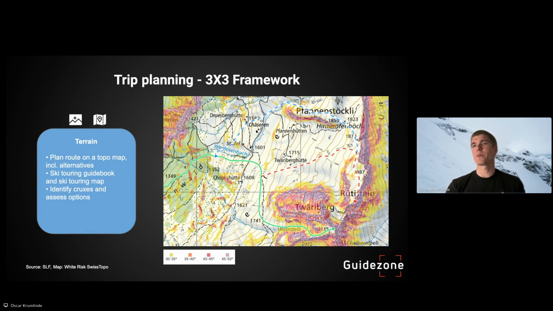So we can assume our 4 friends have done pretty good homework. They have found this green, nice looking line that goes up this couloir. And these colors are one of many features that you can add on these digital tools. It is the slope angle. So it indicates how steep the slope is. And as we learned previously, the slope angle is very important. It helps us understand what is avalanche terrain.